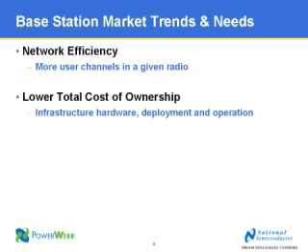There are two major underlying drivers for the next-generation infrastructure. These are the needs of the service providers. They include network efficiency and lower total cost of ownership. These are the major things that the service providers right now are pushing the base station vendors to provide and helping them achieve. The point is to improve and increase the number of user channels for a given radio, and at the same time improve the infrastructure hardware deployment and operation so that they can reduce the total cost of ownership. Now, how do these translate to end user benefits?